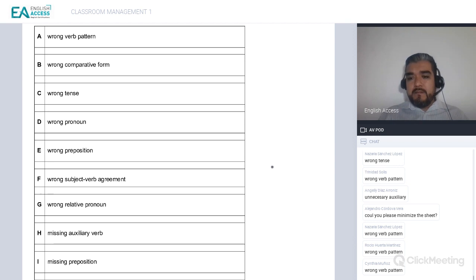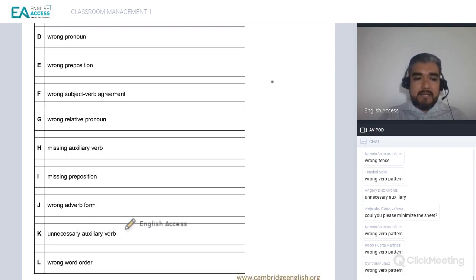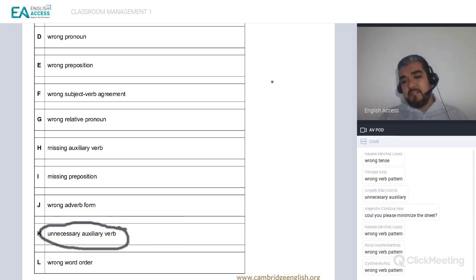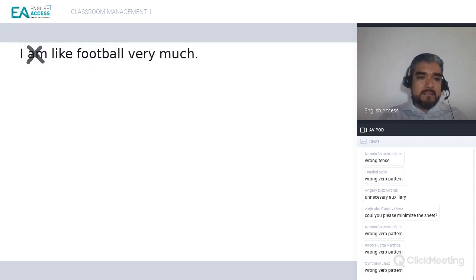Okay, the type of mistake, ladies and gentlemen, is unnecessary auxiliary verb. Right, this is the type of mistake. Unnecessary auxiliary verb. Because it's not a bare pattern. Here, in this sentence, you don't need it. It's not a verb pattern because you don't need another verb. You don't need any other verb. You don't need that word at all. So this word is unnecessary. You don't need this auxiliary verb.